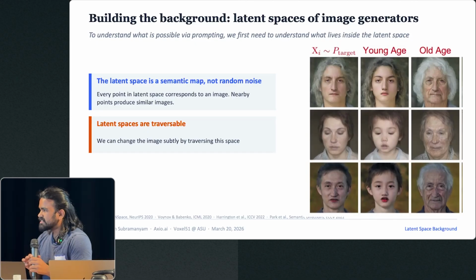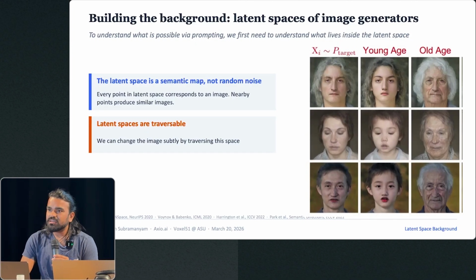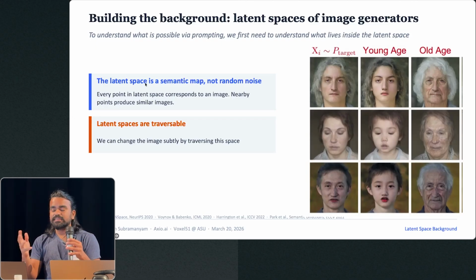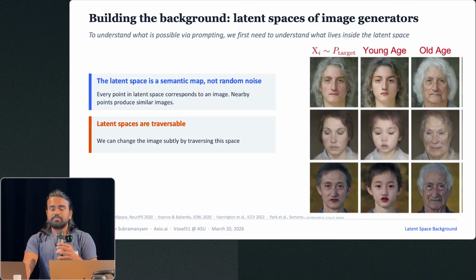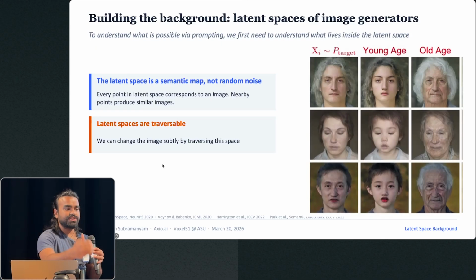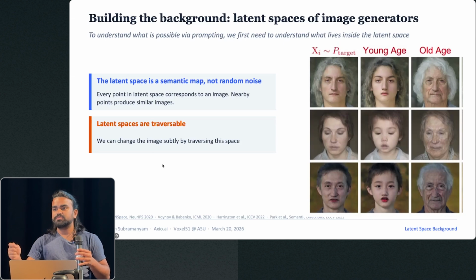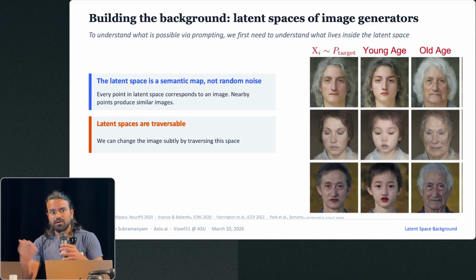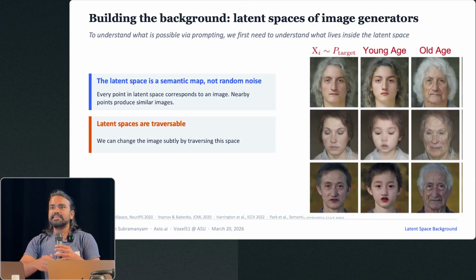So latent space is a semantic map of what the image distribution itself is. And very interestingly, that space is traversable, which is what gave rise to editing your images: change it to a smile, make you stand in front of the Taj Mahal or whatever. All these edits can happen within that latent space.